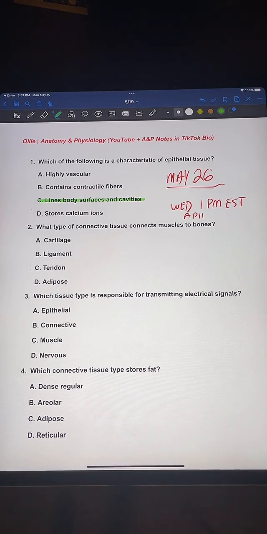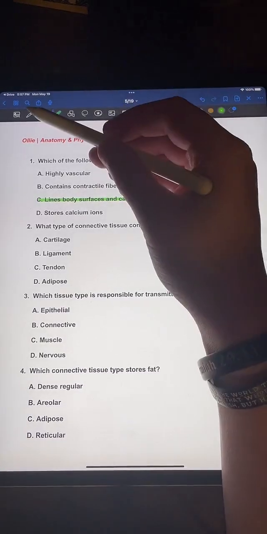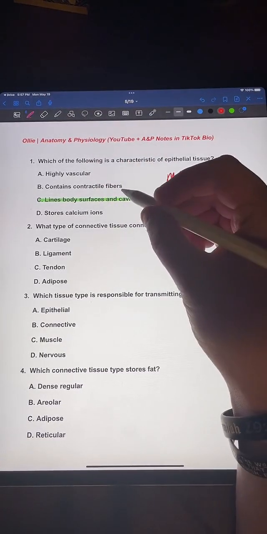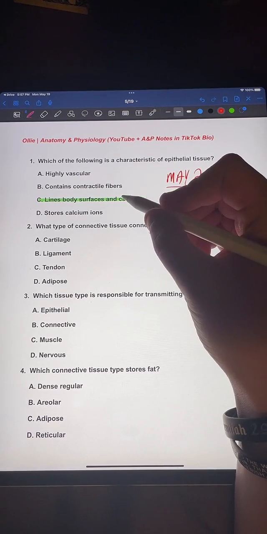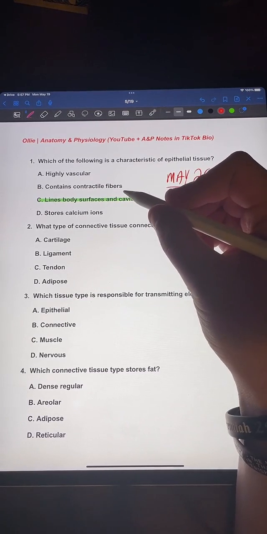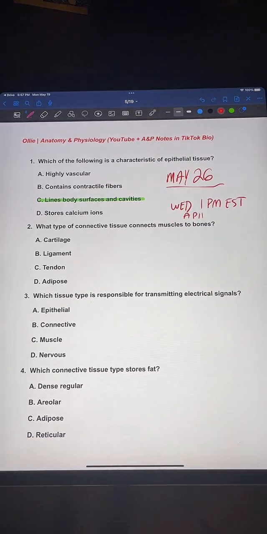Containing contractile fibers, that's going to be muscular tissue. And then storing calcium ions, that is the function of bone or connective tissue. Alrighty, moving on to number 2. What type of connective tissue connects muscles to bones?